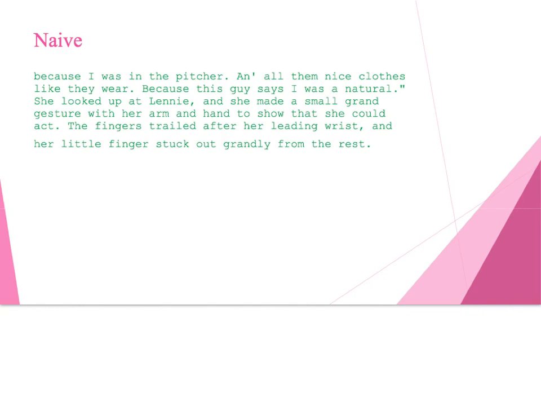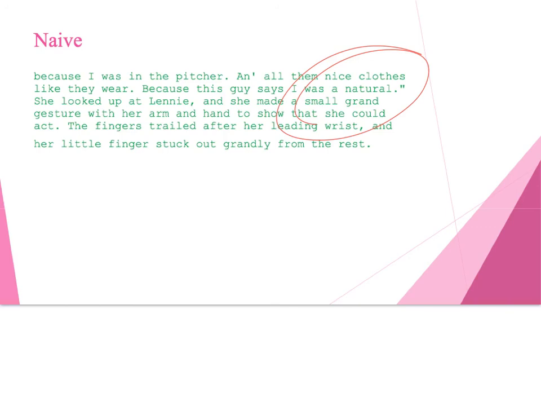And all those nice clothes, because this guy said I was a natural, and we talked about the irony of that, how everything about her is a performance and there's nothing natural about her. The only time we see her in any way, shape or form as a natural is in the next few pages here when she dies, and she looks up at Lenny with a small grand gesture with her arm and her hand to show that she could act, and that tiny little wrist movement, she puts on that performance for Lenny again to show that she has some acting ability, but she has none.